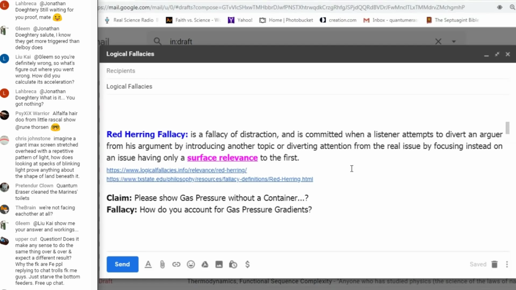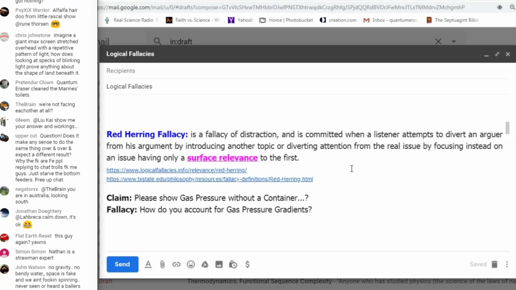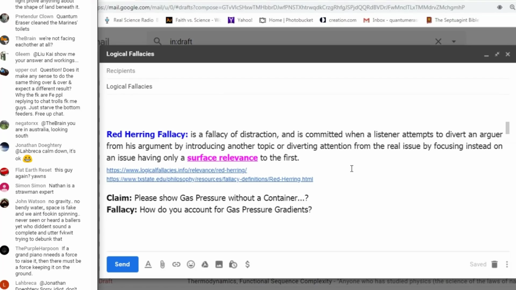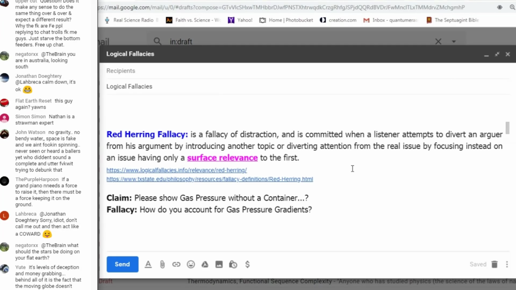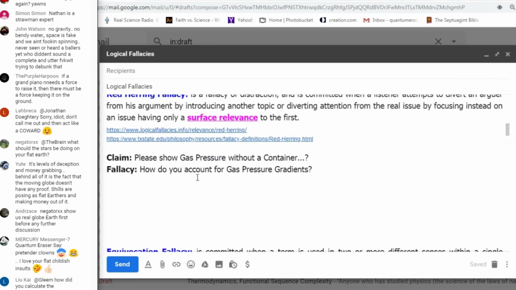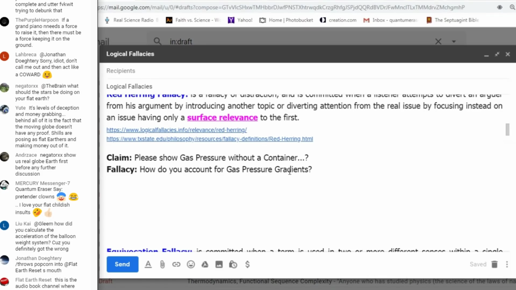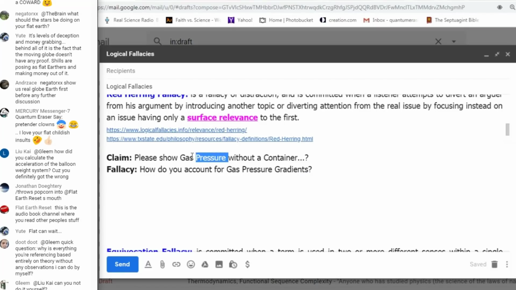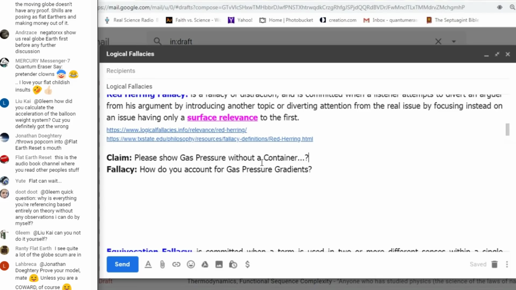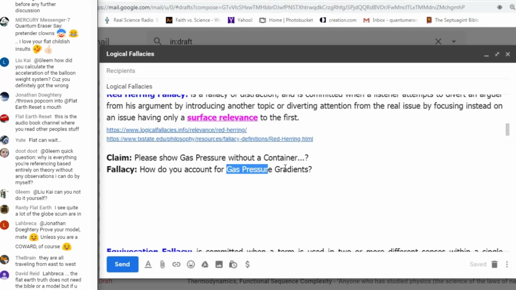These can be really subtle. You could just, wholesale bring another topic in, right? And that's easy to tell. But the surface relevance part, these can be very subtle and could fool a lot of people very easily. The most obvious one, and like I said, it's most recent, the claim, please show gas pressure without a container. Well, the fallacy is, how do you account for gas pressure gradients? You see how this has surface relevance to the actual argument? What comes first, gas pressure or gas pressure gradients? We're asking you, where do you get gas pressure from without a container? You have to answer that question first before you go to the next question, gas pressure gradients.